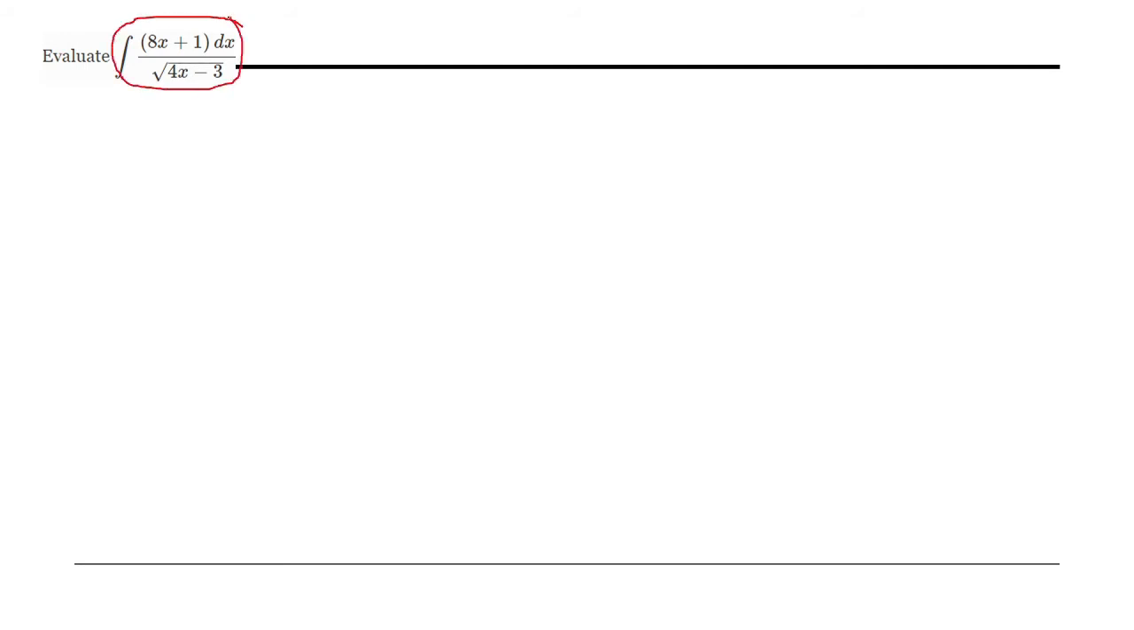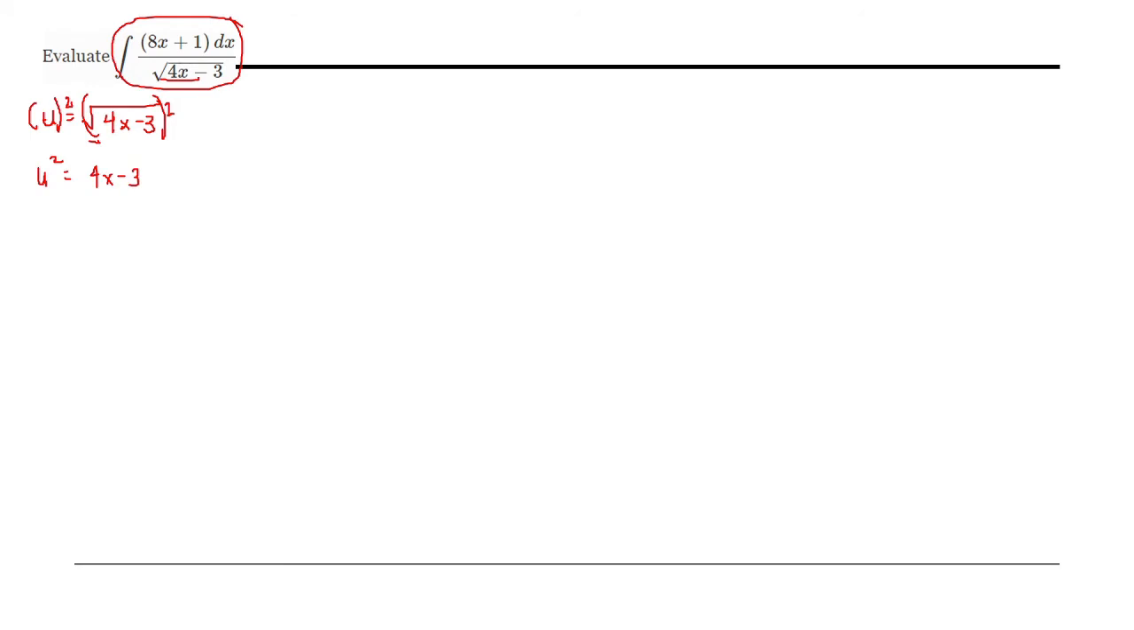So, how are we going to do that? For this type of integration, you're going to let u be the square root of 4x minus 3. The goal here is to eliminate the radical. So how are we going to do that? We square both sides. Therefore, u squared is equal to 4x minus 3.